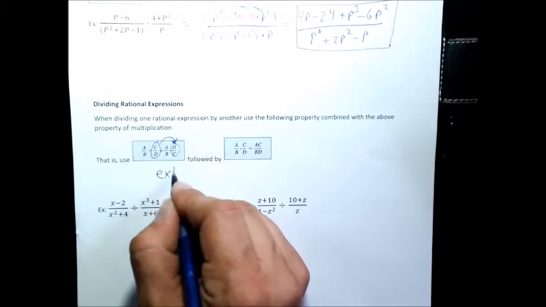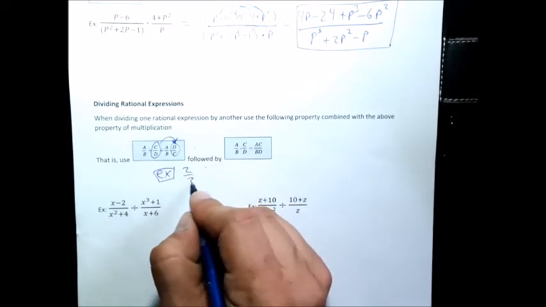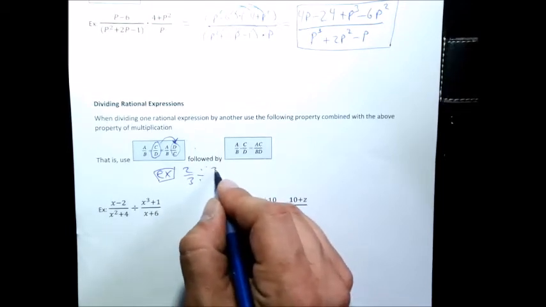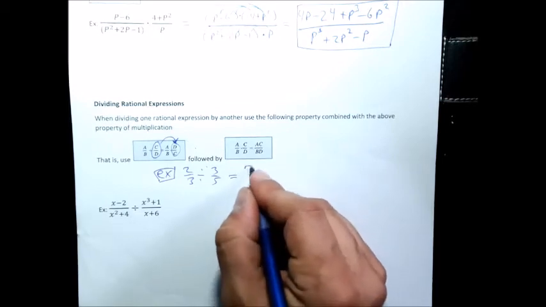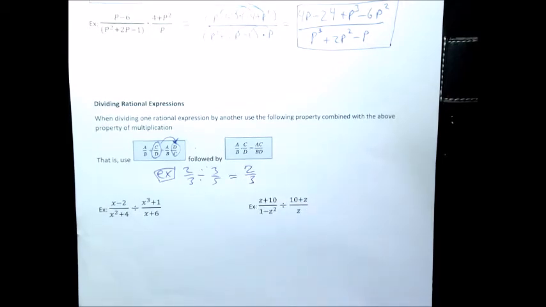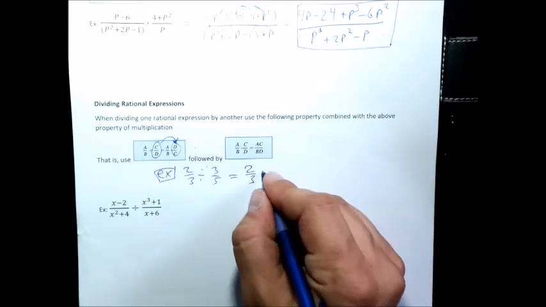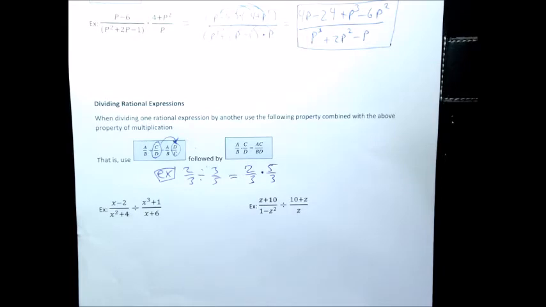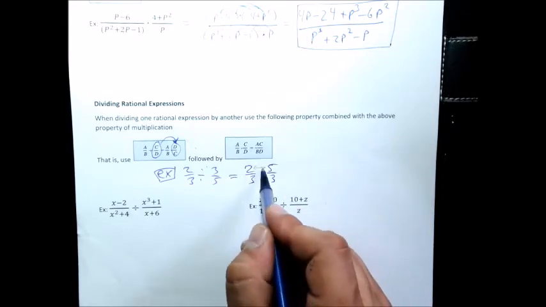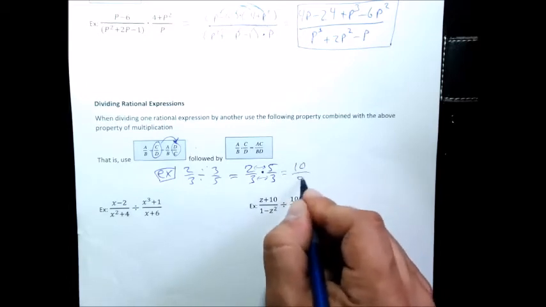For example, let's do a quick example with numbers, with regular fractions here. So 2/3 divided by 3/5, let's say. What we do is we leave the 2/3 alone, and we flip over the 3/5 and multiply. So it would be times 5/3. And then we just multiply straight across the top. We do the 2 and the 5 together, and the 3 and the 3, and we get 10 over 9.